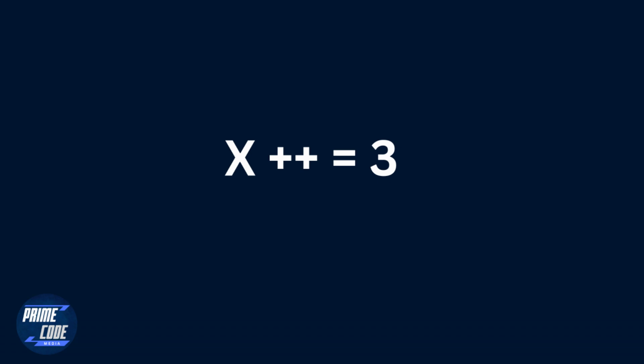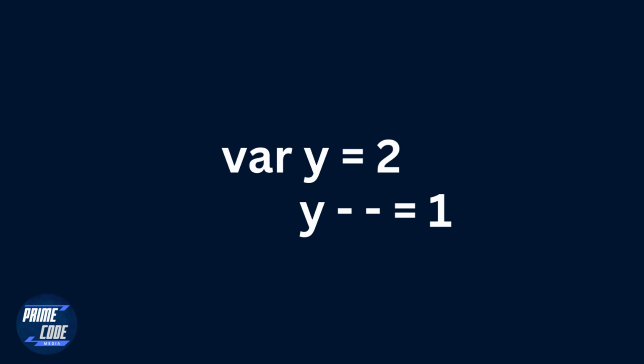Now, what is an operand? An operand is the quantity on which an operation is done. In this example, x is the operand while plus plus is the operator. Now, as I was saying, in an increment expression, an operator adds 1 to its operand and returns the value. Alternatively, in a decrement expression, a decrement operator subtracts 1 from its operand and returns the value.